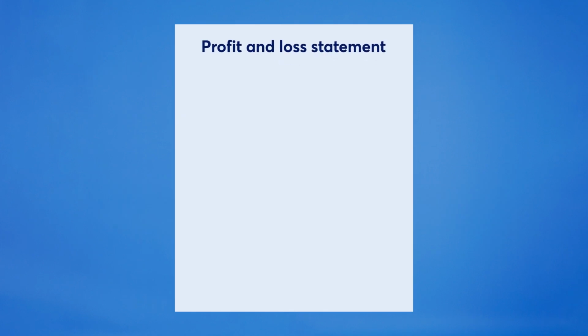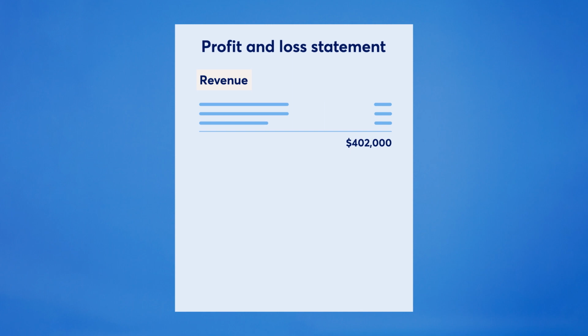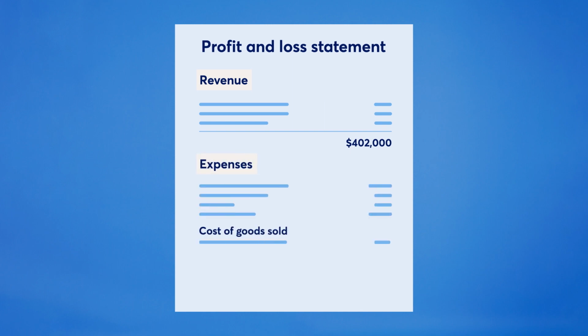To prepare a profit and loss statement, first include all the revenue your business made during that period. Then add up all the expenses from that period. This includes the cost of goods sold, aka what it costs to make and sell your goods and services. Finally, subtract your total expenses from your total revenue to get your bottom line, also known as your net income. This is the profit you have left over after paying your expenses.